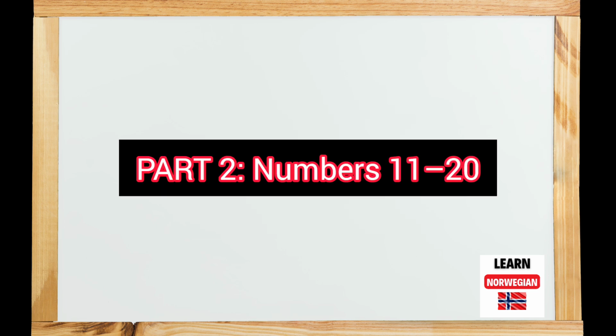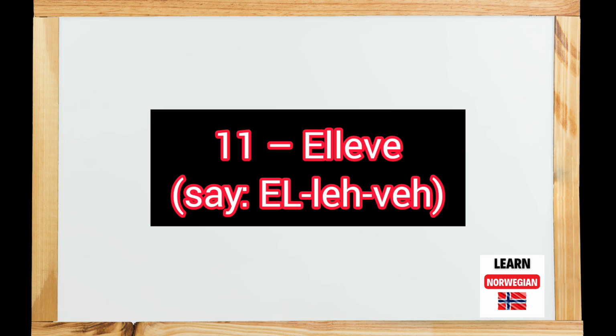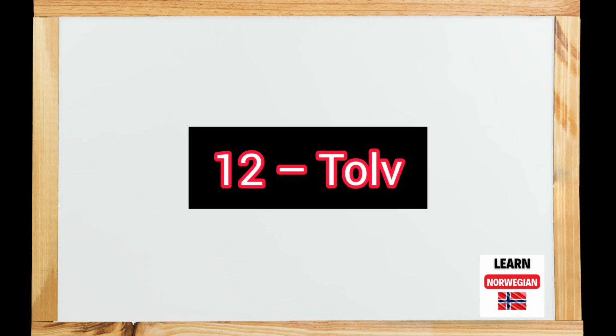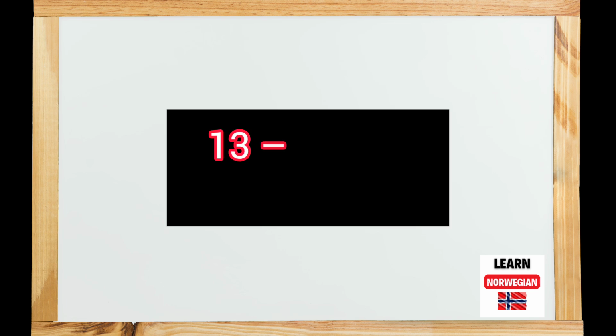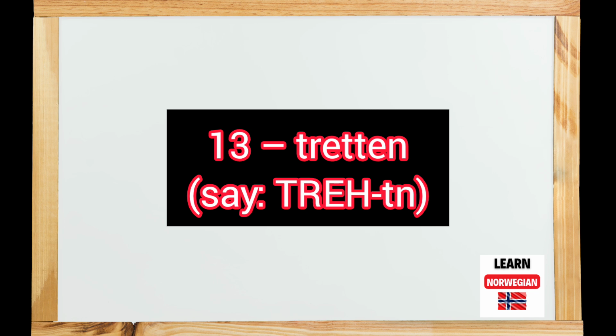Part 2. Numbers 11 to 20. Number 11 is Elleve. Repeat after me. Elleve. Number 12 is Tolv. Repeat after me. Tolv. Number 13 is Tretten. Repeat after me. Tretten.